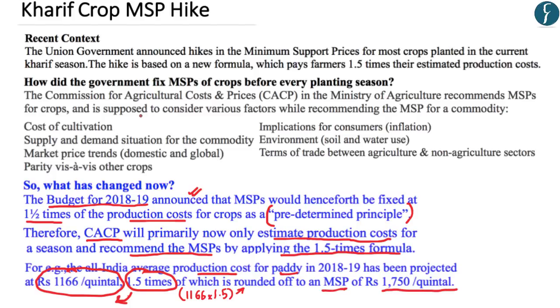So now hopefully you understand what used to happen earlier, wherein the Commission for Agricultural Costs and Prices would fix the MSP prices based on various factors. But now the Commission would only recommend the MSP by applying the 1.5 times formula based on the production cost. So now hopefully you've understood what used to happen earlier and what has changed now.